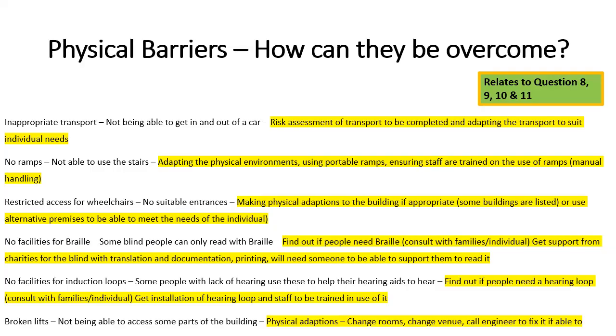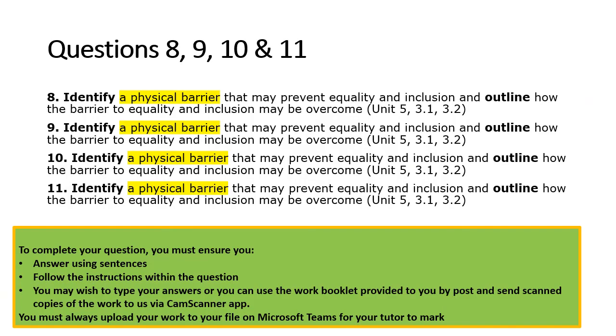So this brings you to question number 8, number 9, number 10 and number 11, and all 4 questions are the same, and for each one you need to identify a physical barrier that may prevent equality and inclusion, and then outline how the barrier to equality and inclusion may be overcome. So you need to think of 4 different physical barriers. Use the slides to help you, and also do some further research to help you some more, to give maybe some of your own physical barriers that you find.